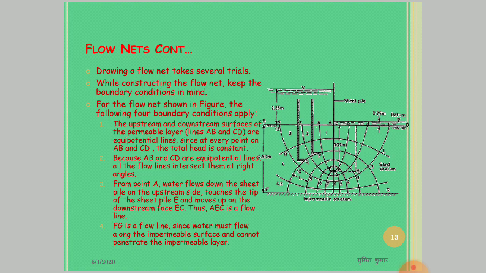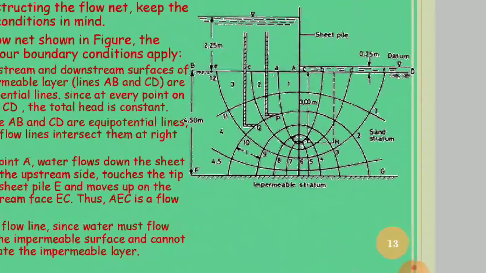To draw a flow net, it takes several tries. While constructing the flow net, one must keep some boundary conditions in mind. To draw the flow net as shown in the figure, there are four boundary conditions.